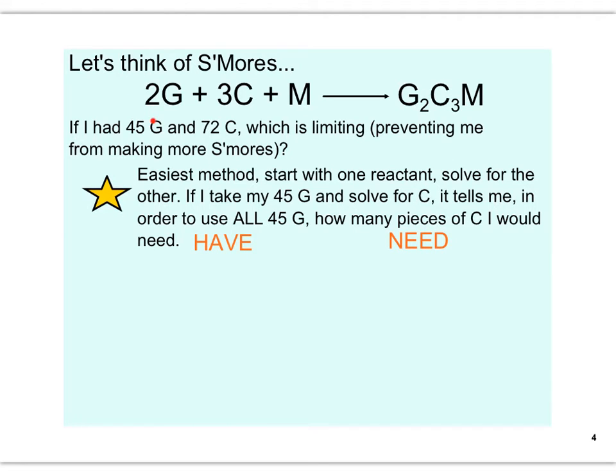If I have 45 graham crackers and 72 pieces of chocolate, which is my limiting reactant? Well, all right, this one's a little bit harder to just reason. So the easiest method, and that's why I have a star on here, is to start with one reactant, such as pieces of graham cracker, and solve for the other. So if I take my 45 graham crackers and solve for C, what that answer is going to tell me is how many pieces of chocolate I would need in order to use all of my 45 pieces of graham cracker. So let's go through and solve for this and see what it looks like. We're going to start with our 45 graham crackers.